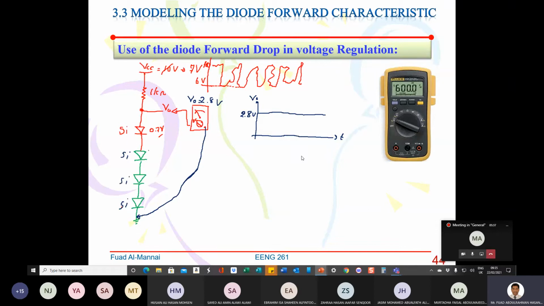Last time we reached slide number 43, 44, right? This is for voltage regulation. We said that we can use the diodes as voltage regulators. The good thing about the voltage regulator circuit is that regardless of the current handling capability of the output, and regardless of the variation of the VCC or noise on the VCC, the output of the regulator circuit will be steady.